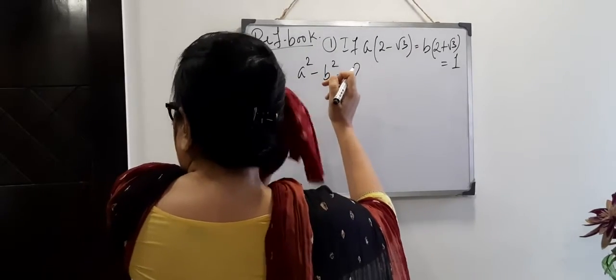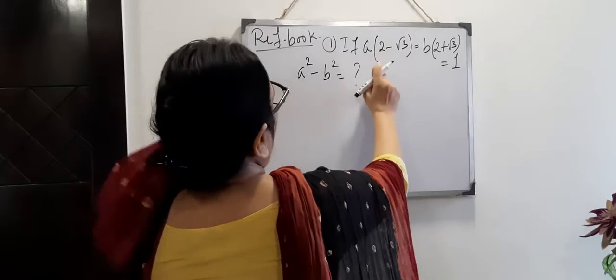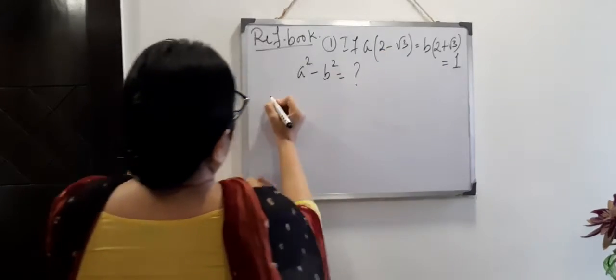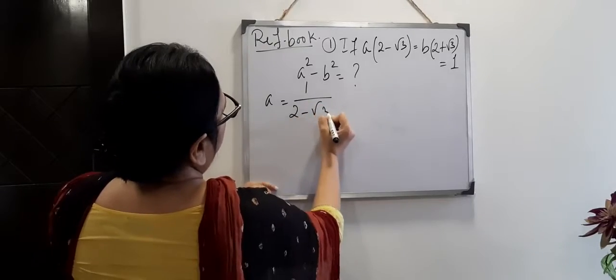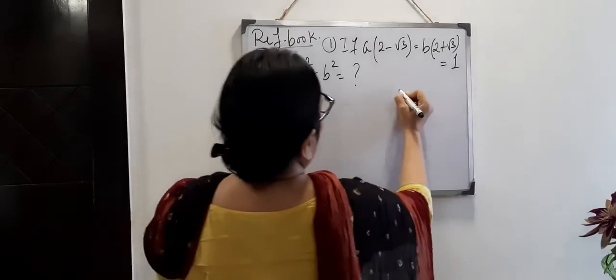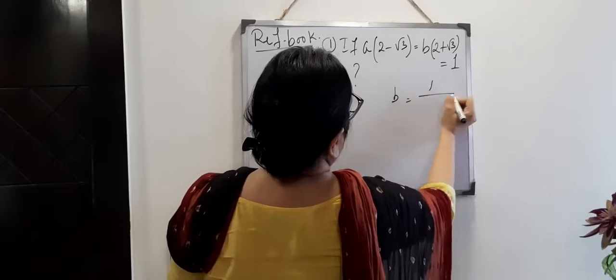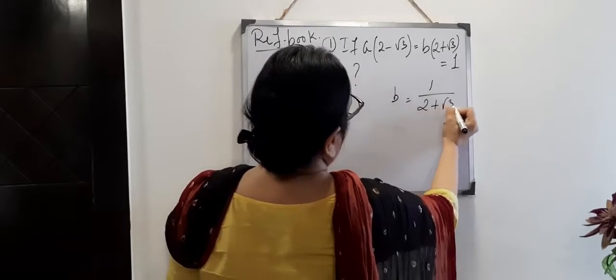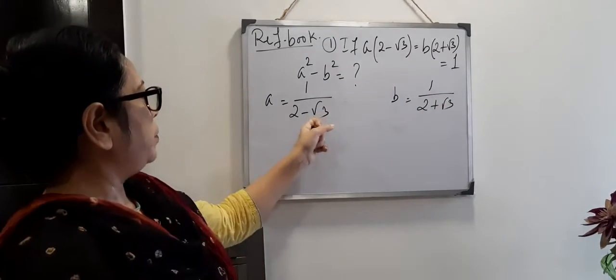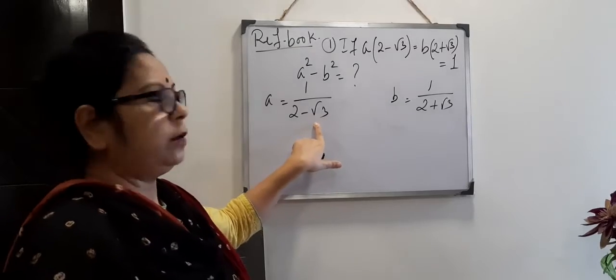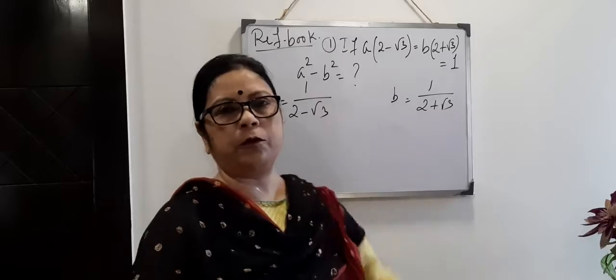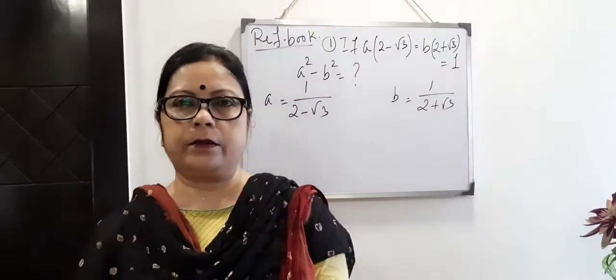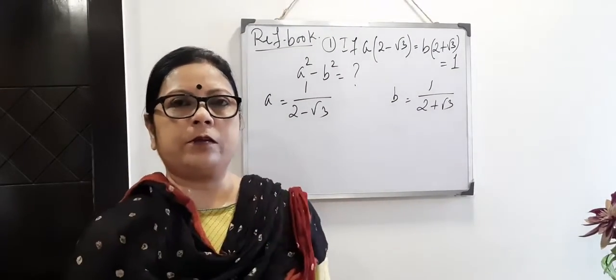To solve this, first, what can we write? A equals 1 by 2 minus root over 3. Similarly, B equals 1 by 2 plus root over 3. You have noticed here that the root is in the denominator, here also. So what to do? We will rationalize. You know the rule of rationalization.